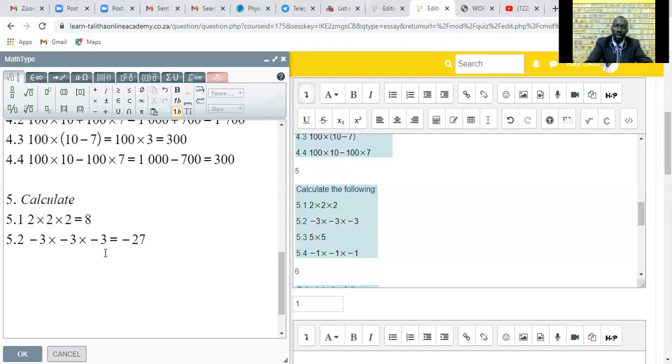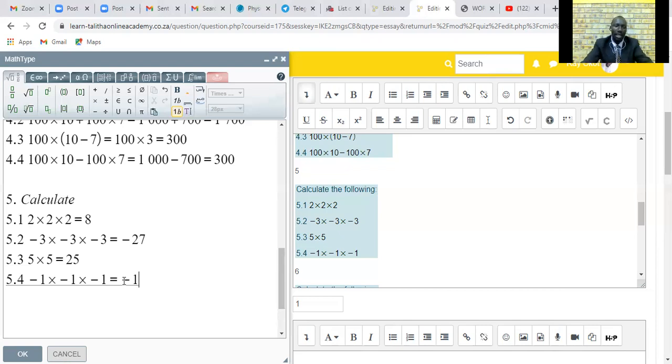Then for the next question, which is 5.3, we have been given 5 times 5. Well, what is 5 times 5? 5 times 5 is 25. Then the next question is 5.4. In 5.4, we have -1 multiplied by -1, then later by -1. What do we get from this? Now, notice that -1 times -1 is +1. +1 times -1 is -1.